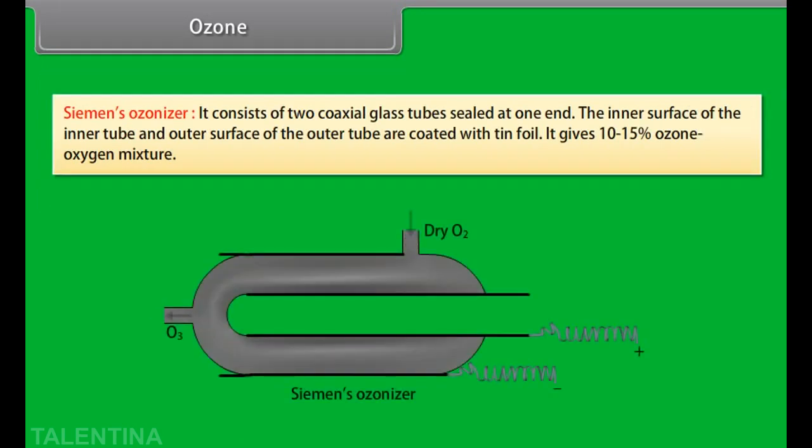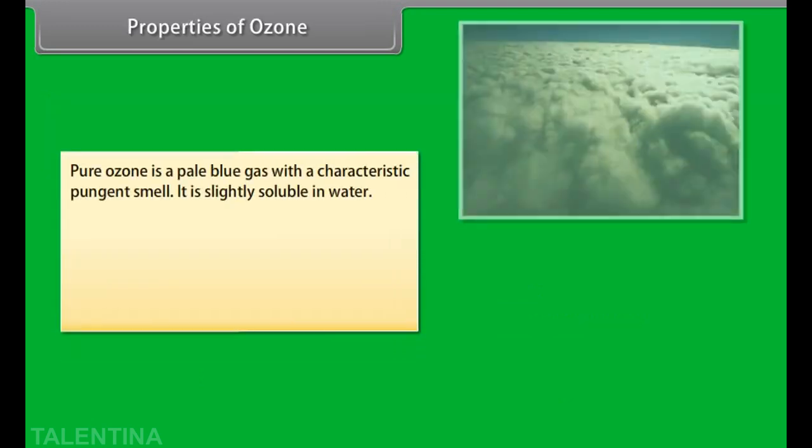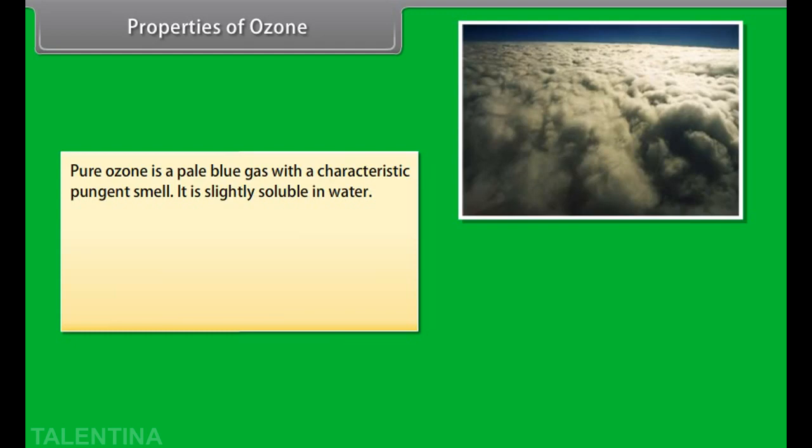Siemens ozonizer. It consists of 2 coaxial glass tubes sealed at one end. The inner surface of the inner tube and outer surface of the outer tube are coated with tin foil. It gives 10 to 15% ozone-oxygen mixture. Properties of ozone. Pure ozone is a pale blue gas with a characteristic pungent smell. It is slightly soluble in water.